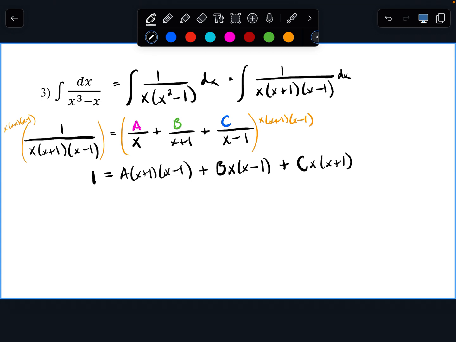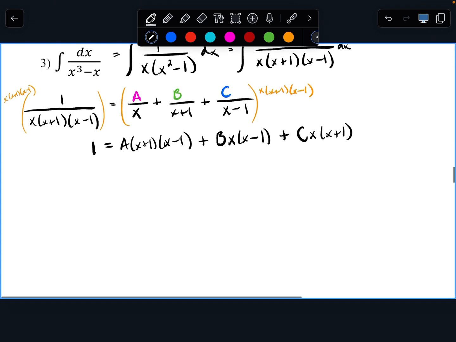Now, again, if you want to clear it, it works out. Because for a, if I want to solve for a, I'm going to let x equal 0. Do you see how that'll mix your b and c? Because they both have them times x. So it'll work out. It's just longer. That's all. So I'm going to let x equal 0.